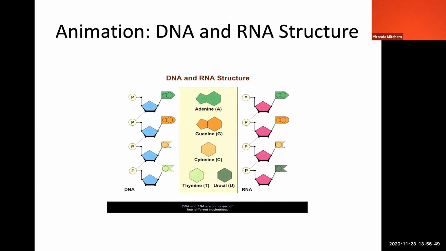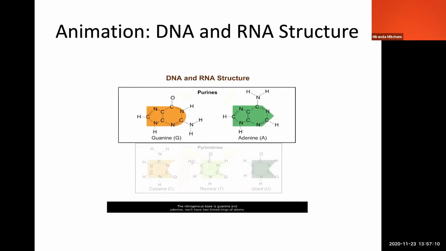DNA and RNA are composed of 4 different nucleotides, which differ in their nitrogenous bases. 3 of the 4 bases are the same in DNA and RNA: adenine, guanine, and cytosine. The 4th base in DNA is thymine. In RNA, it is uracil.